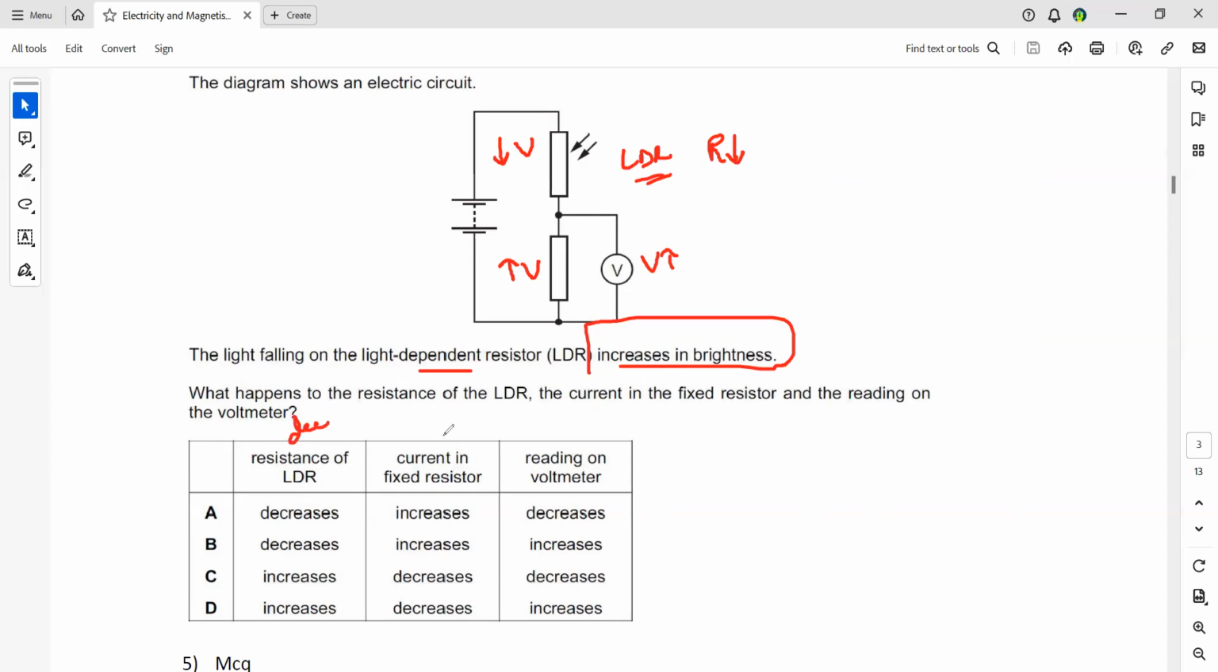And what about the current? If the resistance is decreasing, the current in the circuit will increase. And what about the reading of the voltmeter? The voltmeter is not parallel to the LDR. The voltmeter is parallel to the fixed resistor. So if there is more voltage across the fixed resistor, the reading on the voltmeter will increase. So it will be decrease, increase, increase. That's why B should be the right answer.